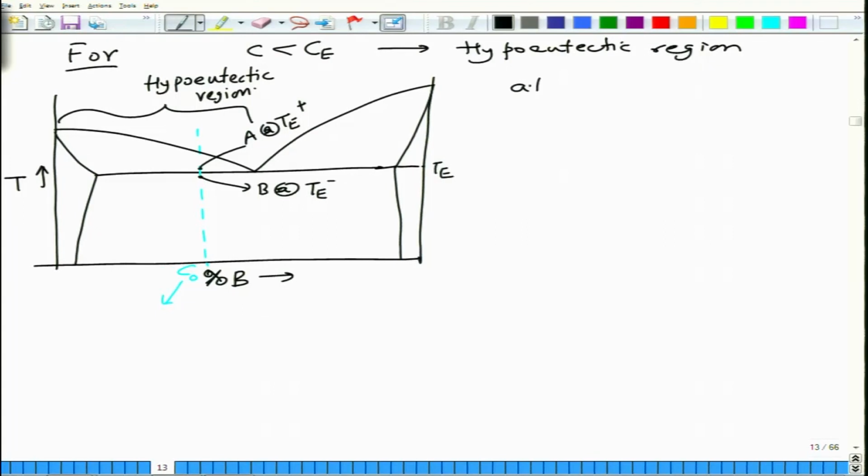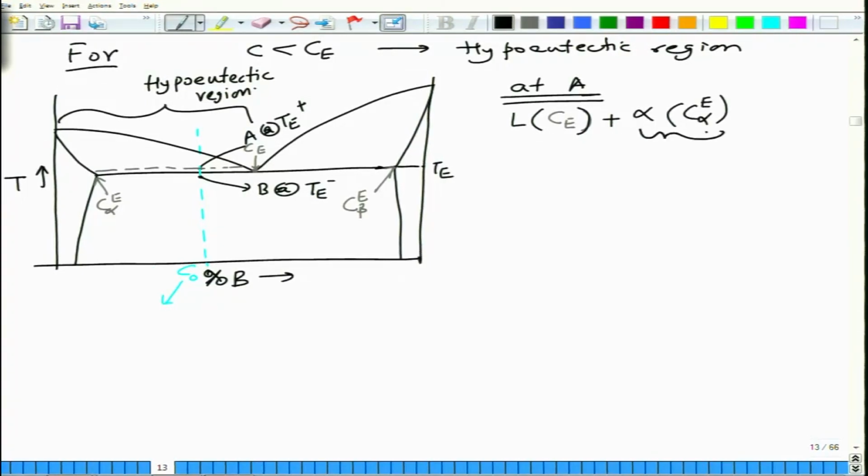So at A, we have liquid of composition, if we draw the tie line, liquid of composition CE. This is the point CE, this is the point C alpha E, and this is the point C beta E. Liquid of composition CE is in equilibrium with alpha of composition C alpha E. So this is pro-eutectic alpha.